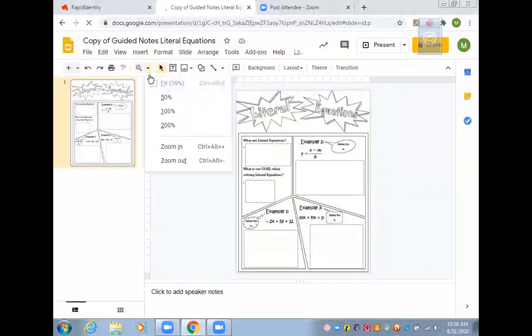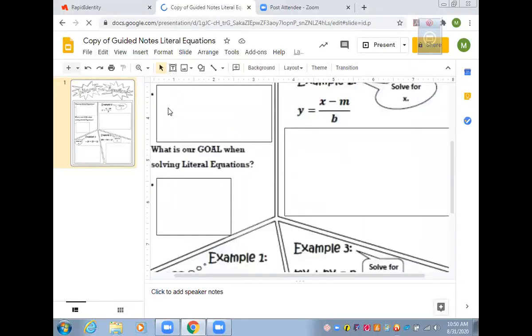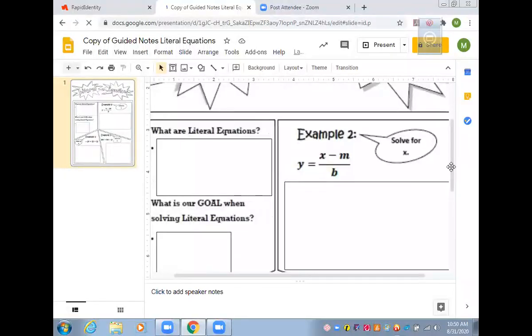I'm going to zoom mine in so I could see it a little bit better. So these are text boxes. You can type in them. We're going to talk about a little bit of literal equations, then we'll get into actually solving some.